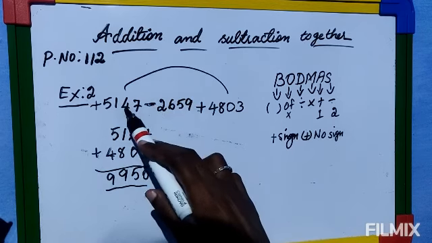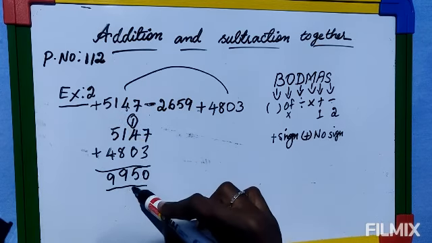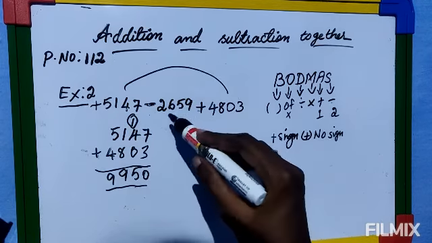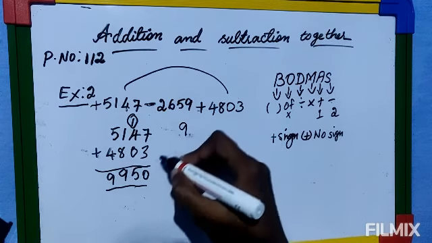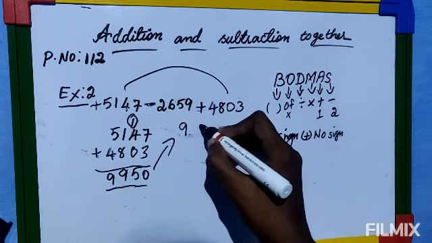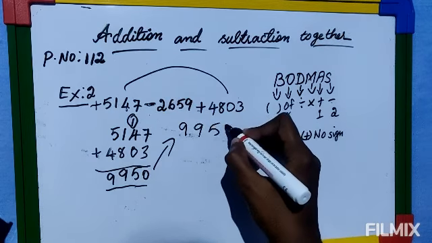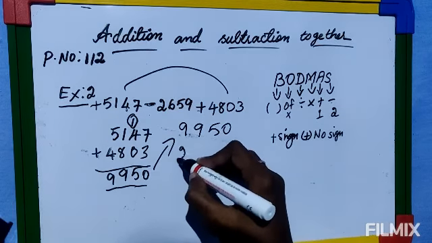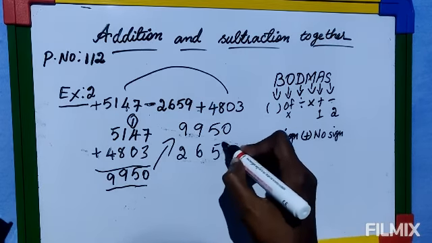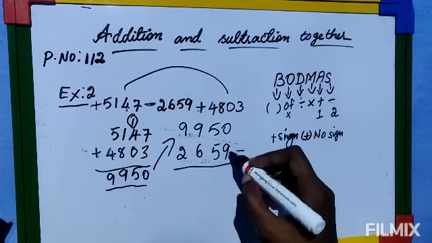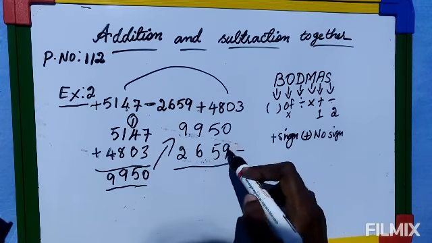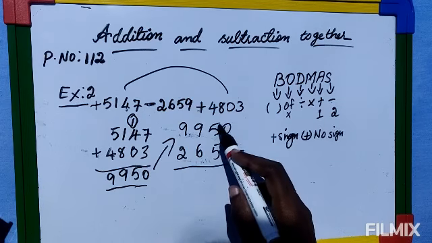This minus you will not do with this number, but with the answer you have got. With this only you have to minus. Just like before how you have done. So the answer is here 9,950. From here you have to minus this number 2659. So this 2 you have to minus. From 0 you cannot minus 9. 9 is bigger than 0, so you will borrow.